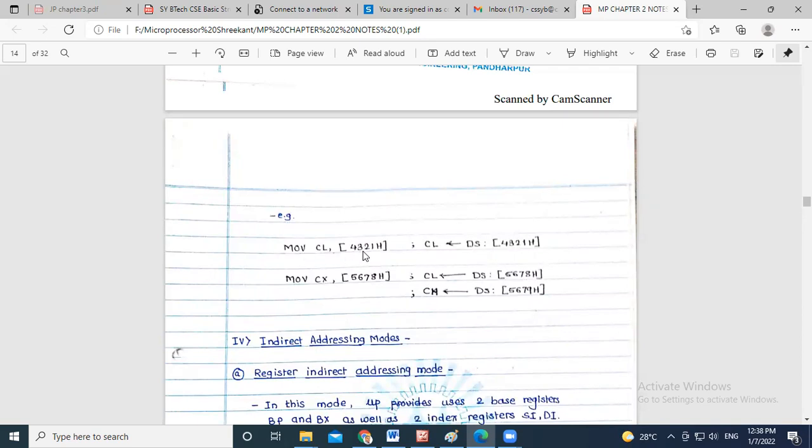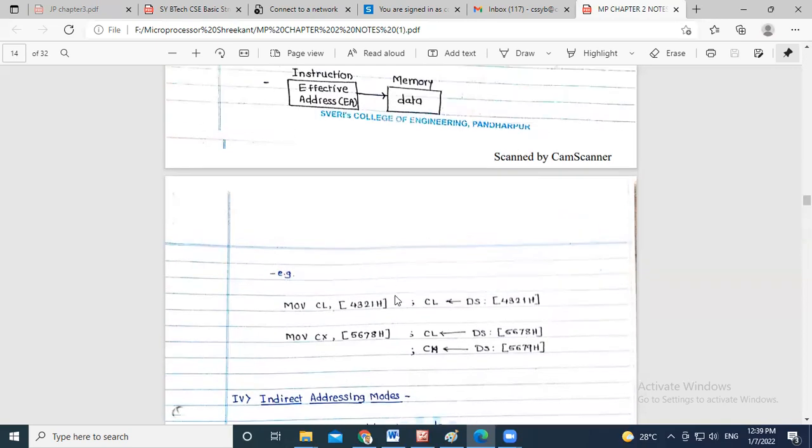So MOV CL, [4321]: it means that this is the location of data, address 4321. It's a pointer, an address, whatever value is contained in that memory. So that memory's content is going to be assigned to the CL register. It means that 4321H is the address, and that address is directly used with the data segment, DS, in the sense of data segment. That is direct addressing mode.